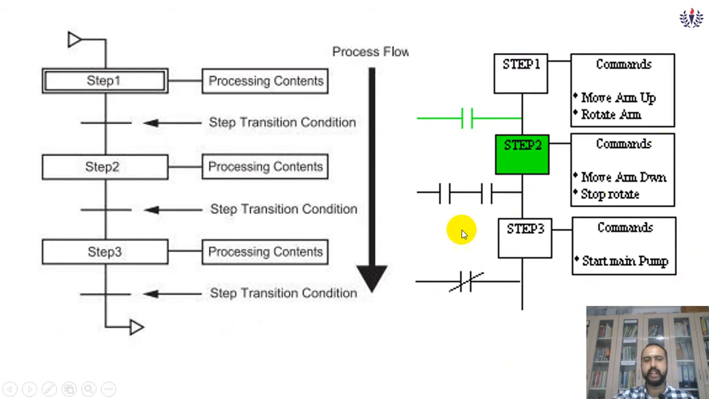For example, we have taken steps and transitions. Here you can see, if step one is doing a command and the transition condition is satisfied, it will go to the next step. If the condition is not satisfied, it will not go to the next step. These are known as the processing contents, and this is known as the transition condition. Based on this, we are going to develop a program.